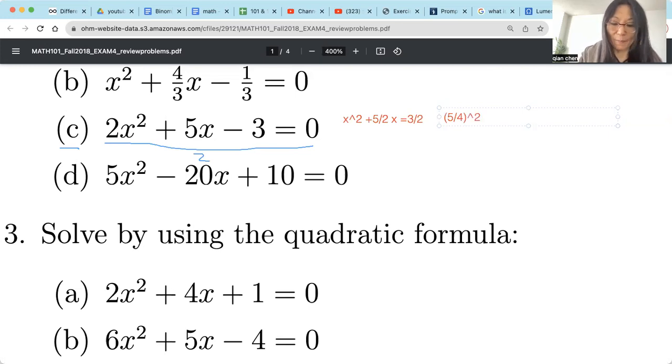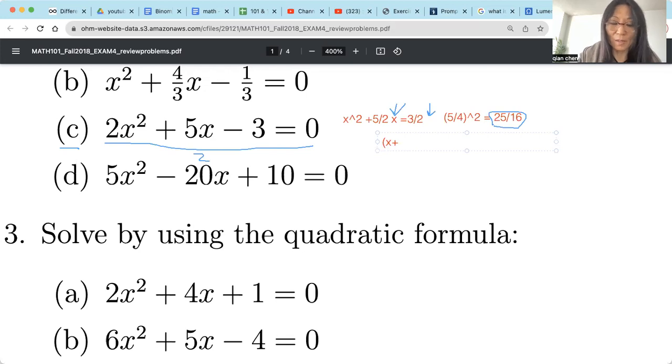5/4 squared equals 25/16. So we want to add this number on both sides. We want to add 25/16 to the left-hand side and to the right-hand side. When we do that, we make the left-hand side a perfect square.